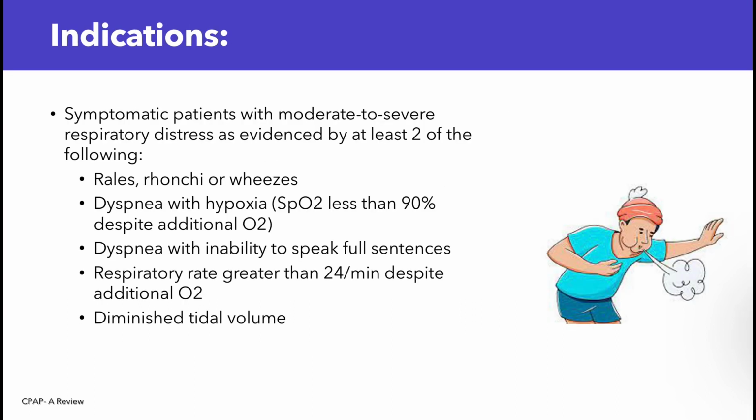The indications for CPAP are symptomatic patients with moderate to severe respiratory distress, as evidenced by at least two of the following: rales, rhonchi, or wheezes; dyspnea with hypoxia, so SpO2 less than 90% despite additional oxygen; dyspnea with the inability to speak full sentences; respiratory rate greater than 24 despite additional oxygen; and diminished tidal volume.